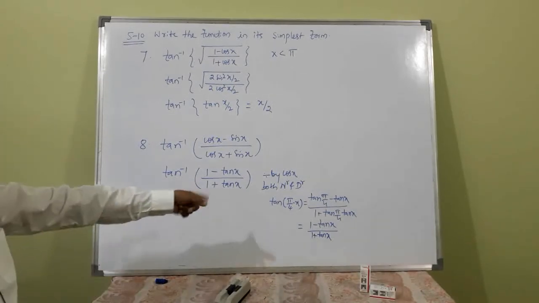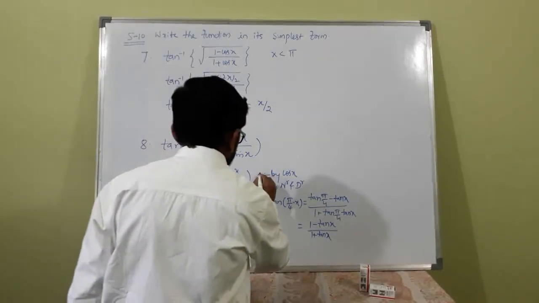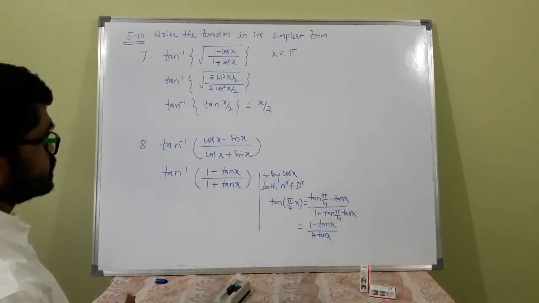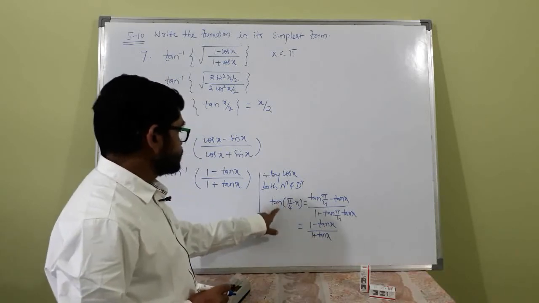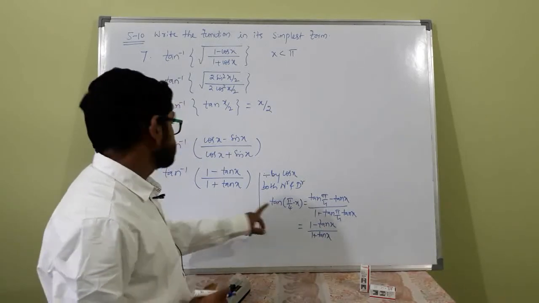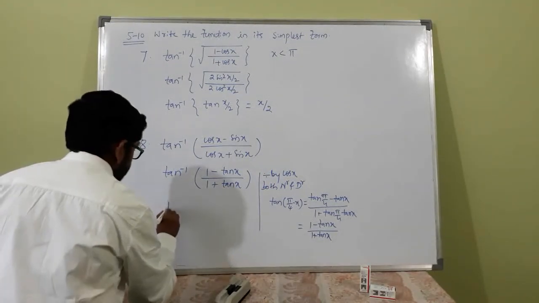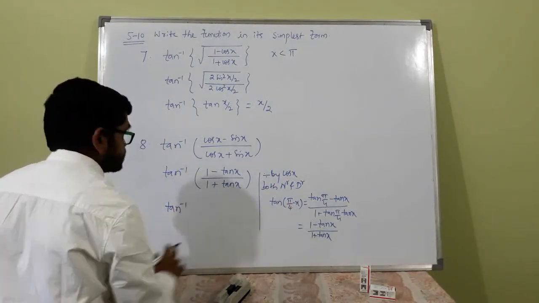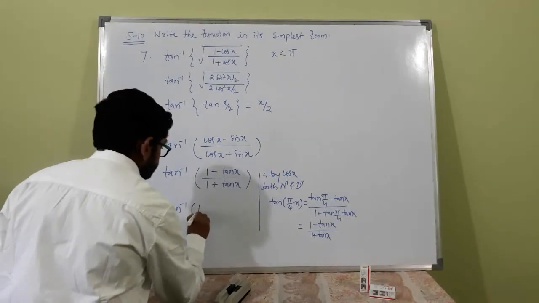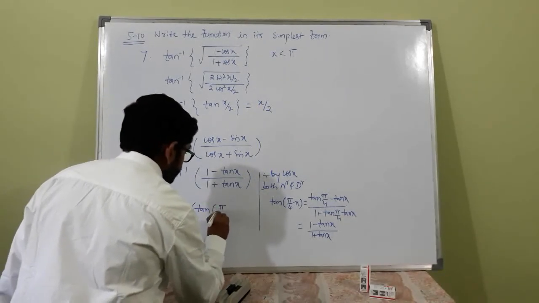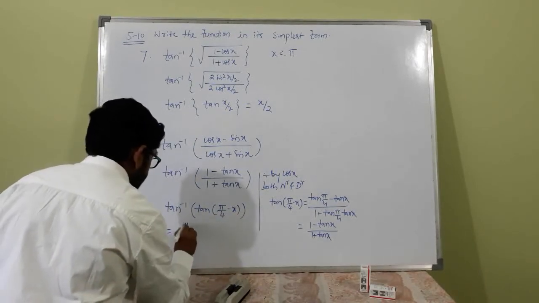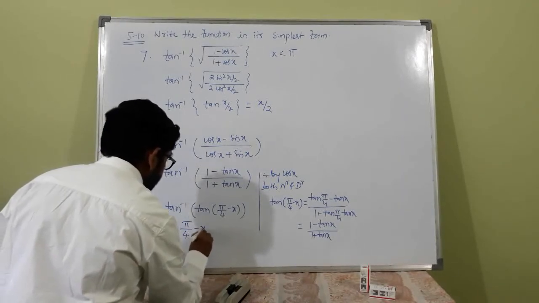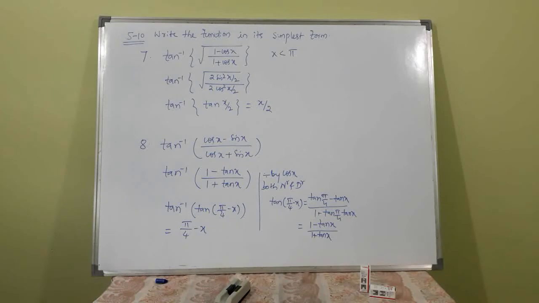Okay, if that is plus, the denominator would be minus. Okay, so 1 minus tan x divided by 1 plus tan x can be written as tan of pi by 4 minus x. So tan inverse, you take it as a standard result only, tan of pi by 4 minus x, that is equal to pi by 4 minus x. So the simplest form is pi by 4 minus x.